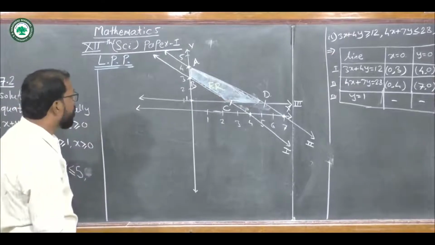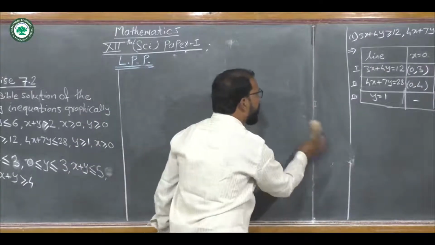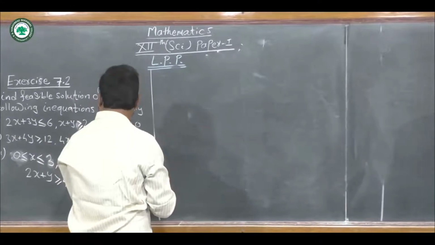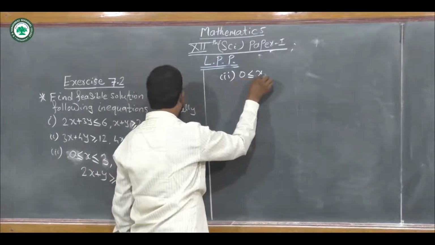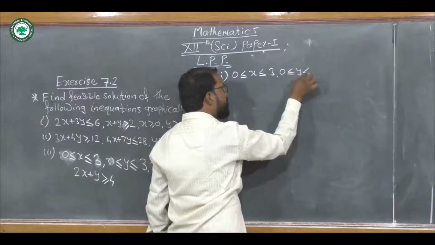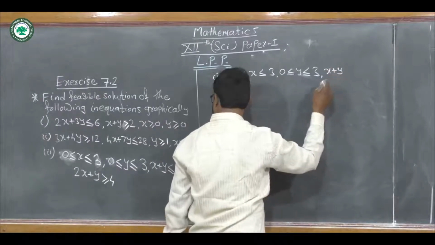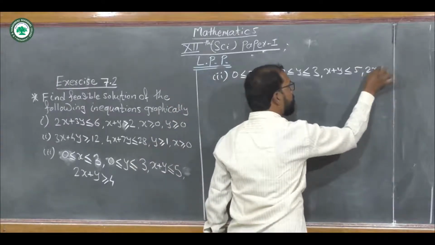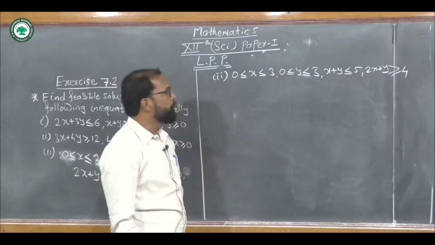Now we go for the third example. In this third example, we have been given combined inequalities. That is, 0 is less than or equal to x is less than or equal to 3, 0 is less than or equal to y is less than or equal to 3, x plus y is less than or equal to 5, and 2x plus y is greater than or equal to 4.